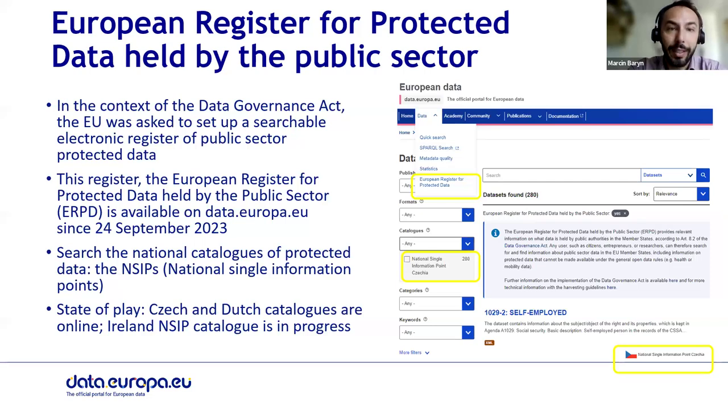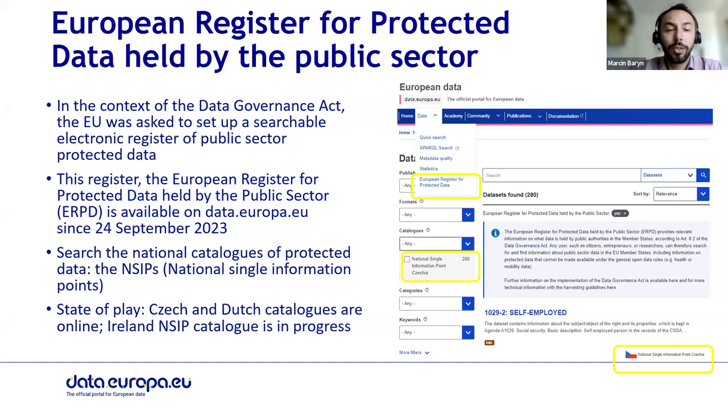Apart from open data, about which we talked quite much in the last minutes, Data Europa EU offers also the European Register for Protected Data held by the public sector. It's quite a long name, which stems from the Data Governance Act, where it is written that a searchable electronic register of public sector protected data should be established.